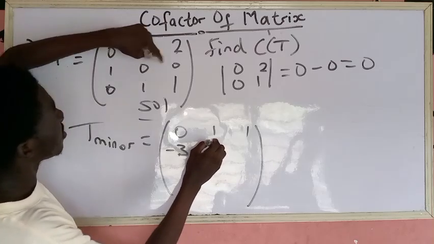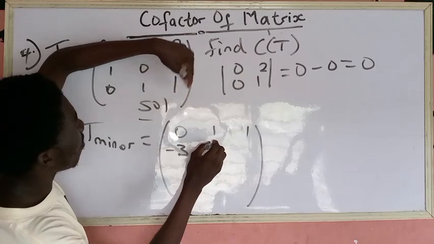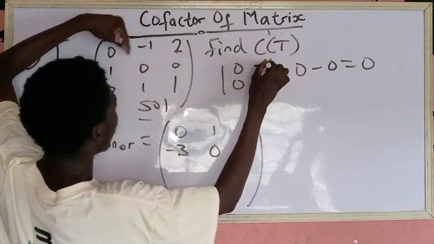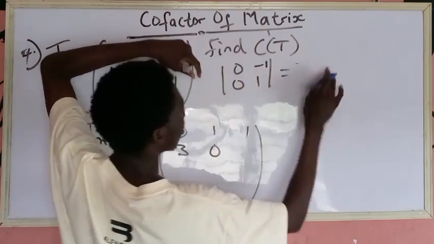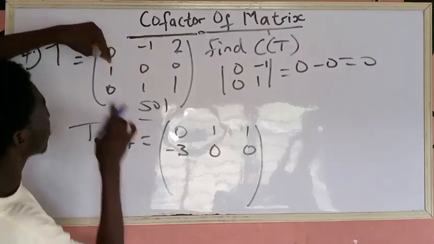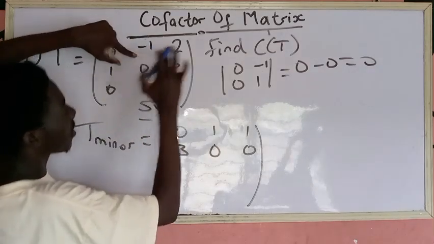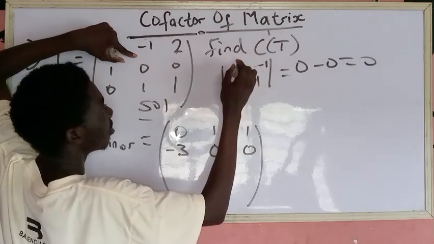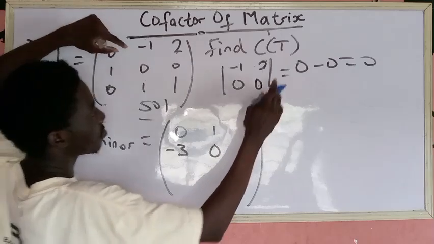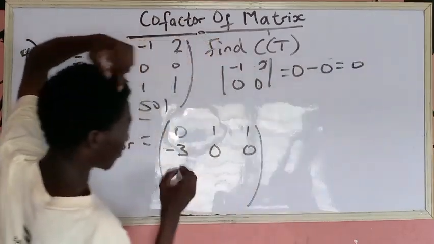Next one. This element occupies this column and this row. So you have 0 and minus 1, 0 and 1. 0 minus 0, and that is 0. You have a 0 here. Next one. This element occupies this column and this row. Minus 1, 2, 0, and 0. This is 0 minus 0, and that is 0. You have a 0.